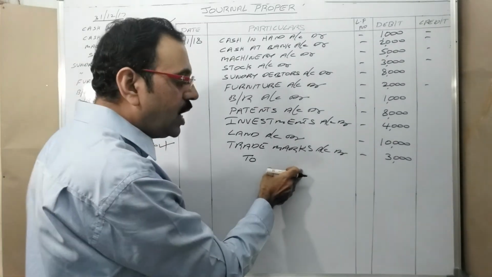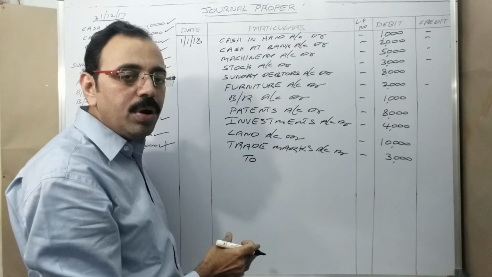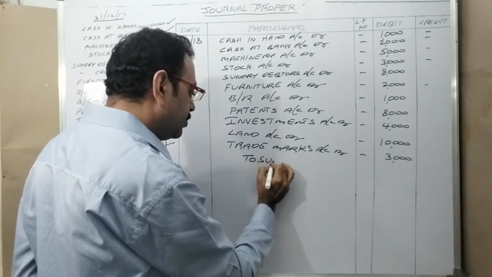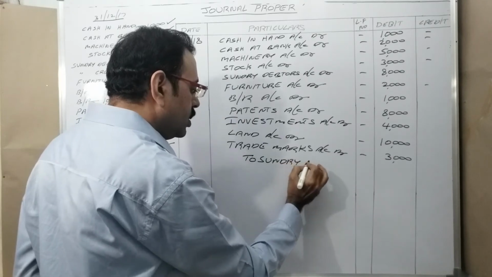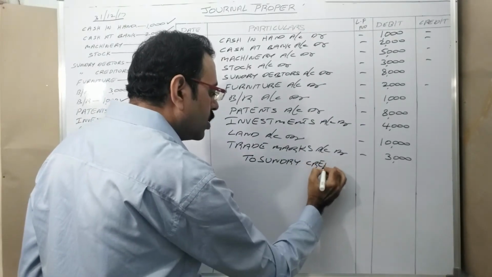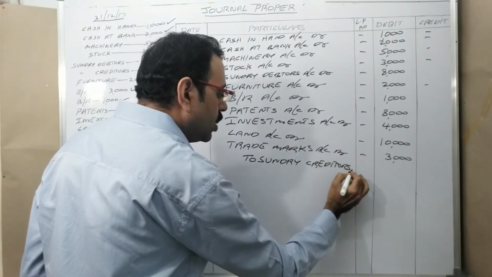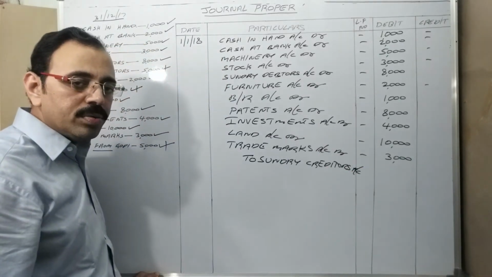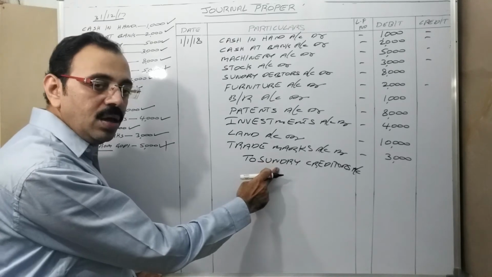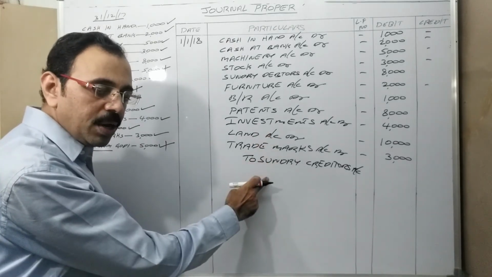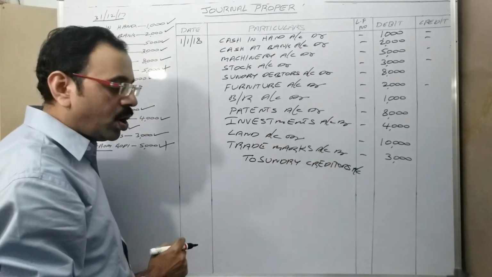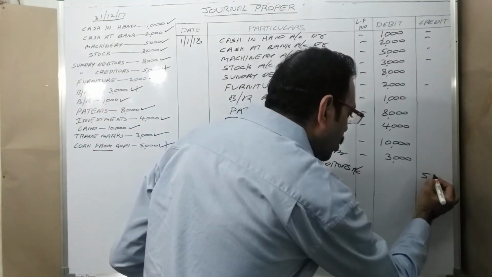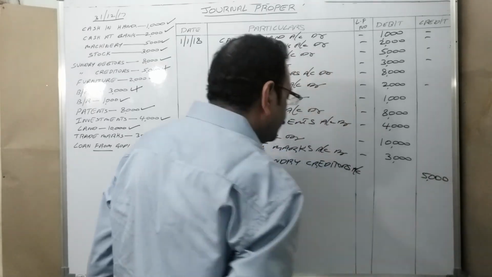Why are we crediting liabilities? Because the liability account shows a credit balance. Credit side, to sundry creditors account. Now in which column should we write the amount? Since it is a liability, and liability shows a credit balance, we should write in the credit column. Creditors amount is 5,000 rupees.